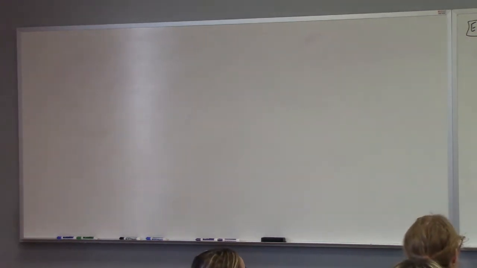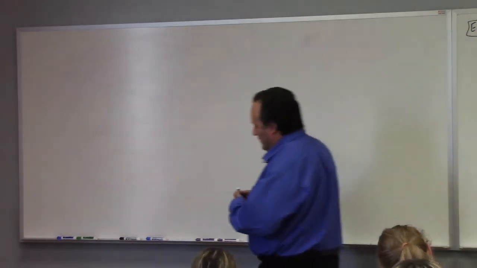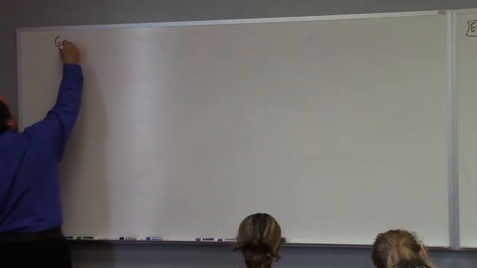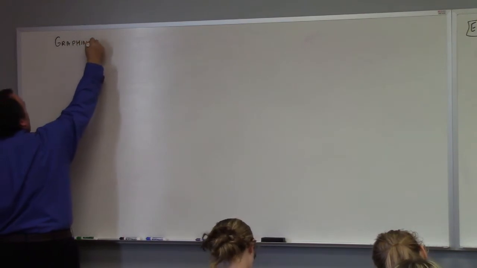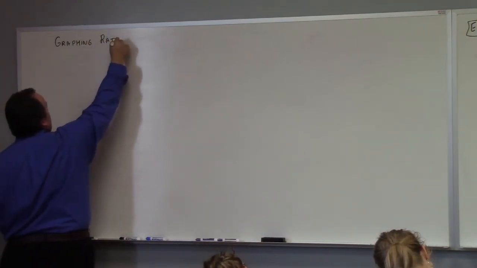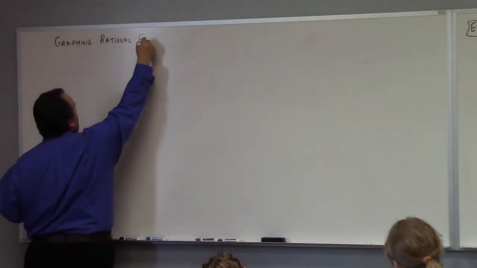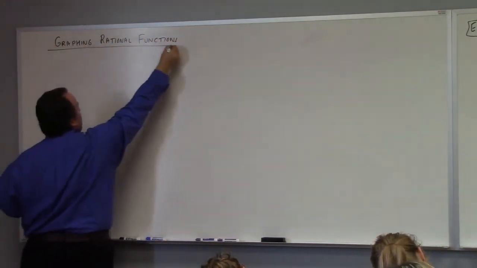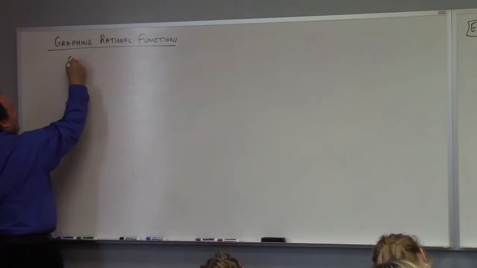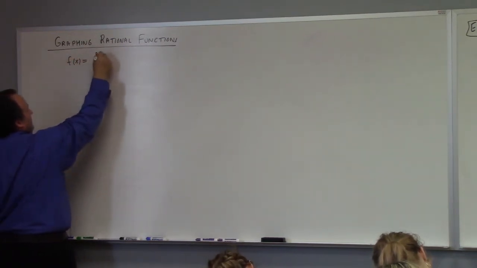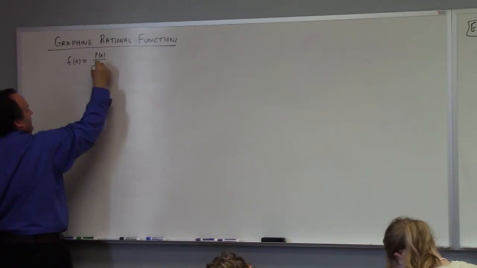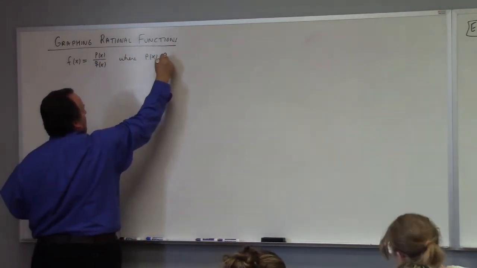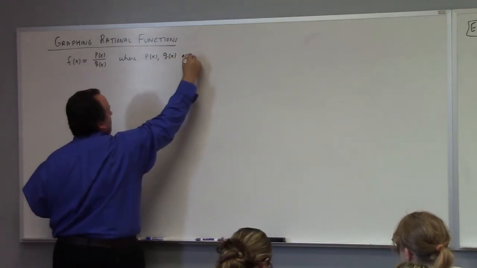But example 5. So graphing rational functions. What is a rational function? So a rational function is something like this. F of x is equal to p of x over q of x, where p of x and q of x are polynomials.